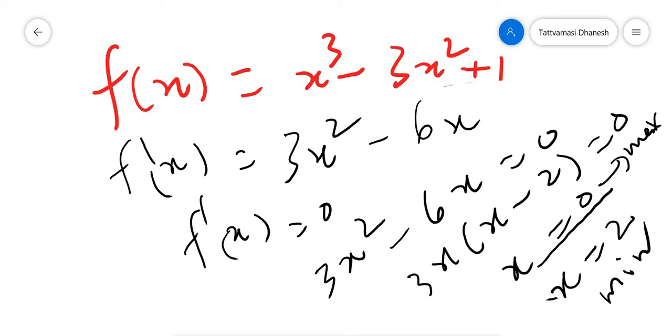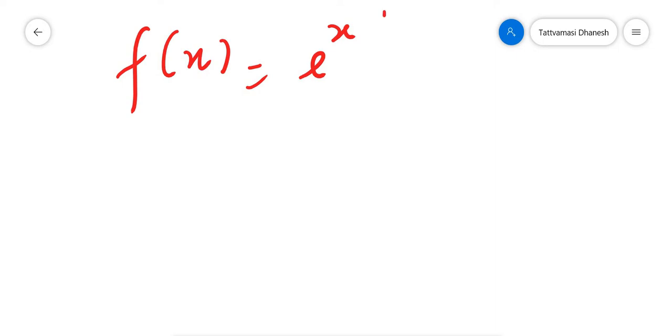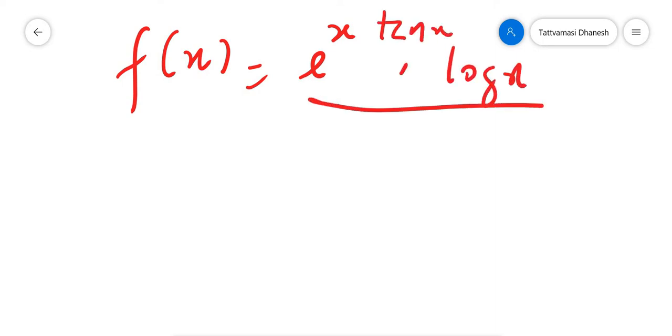But why can't we use this calculus approach? Why are we going for the gradient descent algorithm to find the minimum of the function? The reason is, if your function is very complex, for example, f of x is equal to e raised to x tan x into log x divided by x raised to sec x, this is your function.